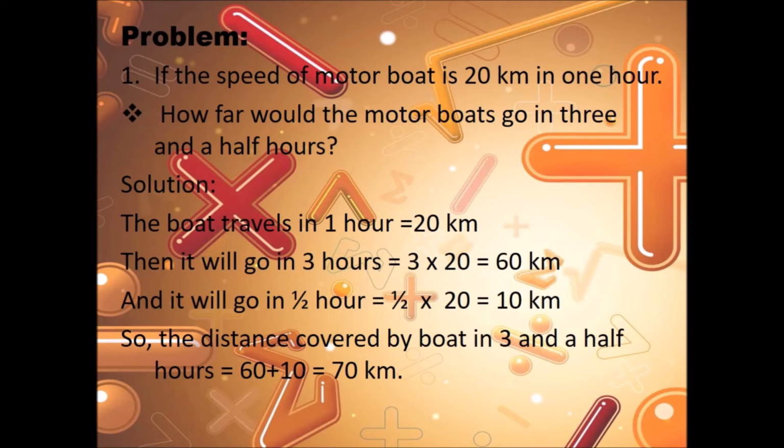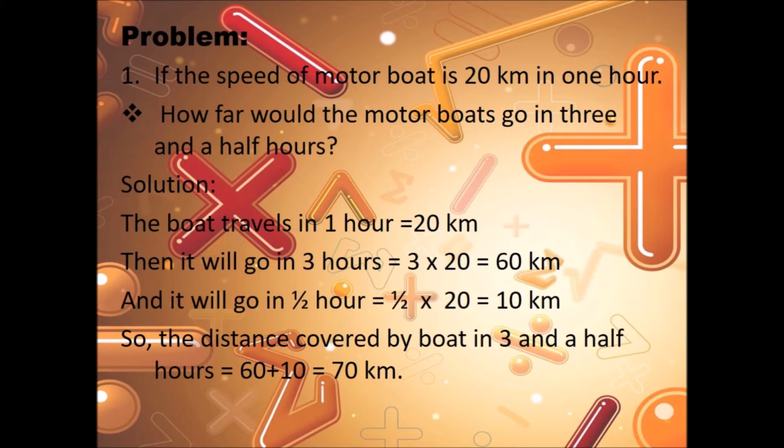Okay, let us see the solution of this problem. First we write: the boat travels in 1 hour is equal to 20 kilometer. Then the distance covered by the boat in 3 hours, we have to use the operation multiplication here. In 1 hour it covered 20 kilometer, means in 3 hours we calculate 3 into 20. So your answer is 60 kilometer. That is, the distance covered by the boat in 3 hours is 60 kilometer.